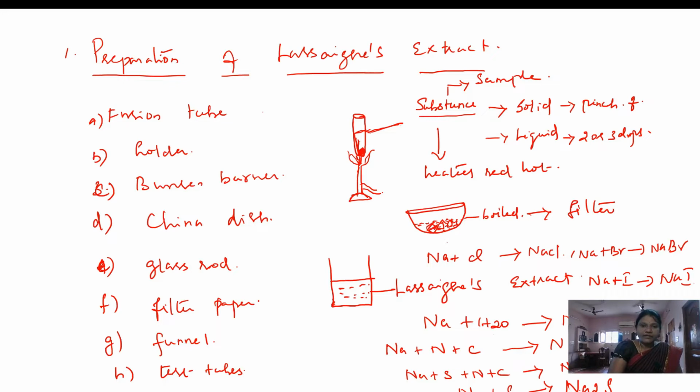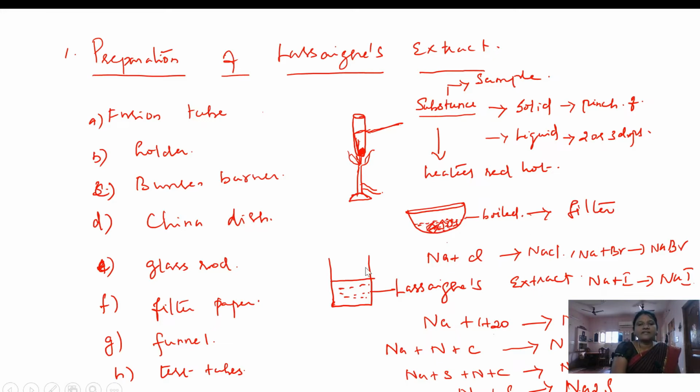And then we heat it, and it melts. To that, a pinch of solid substance is added if the given sample is solid in nature. Suppose the given substance is liquid in nature, 2 or 3 drops are enough. This is then heated to red hot and suddenly plunged into water, about 5 to 6 ml, taken in a china dish. This is boiled and filtered.